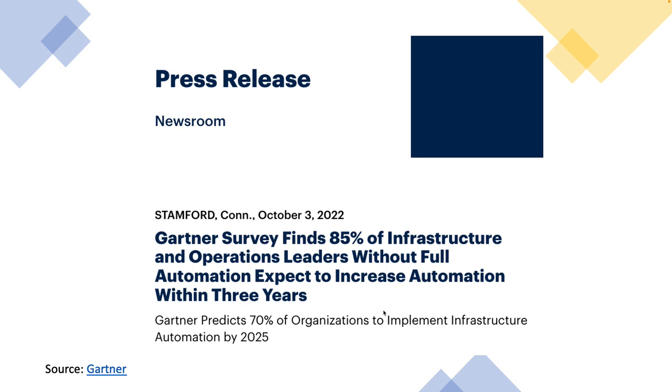This is probably a year old, but in 2022, Gartner did a survey with operational leaders and found that 85% of the time, they're not even fully automated, right? And Gartner predicts that around 70% of organizations will implement infrastructure automation by 2025. So it's not really working out as everyone thought.